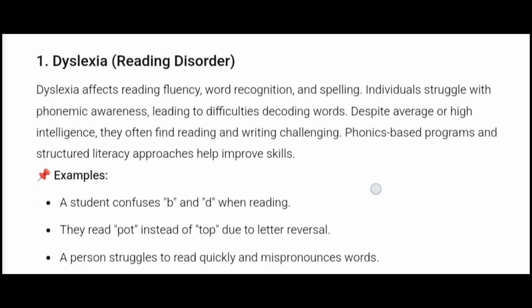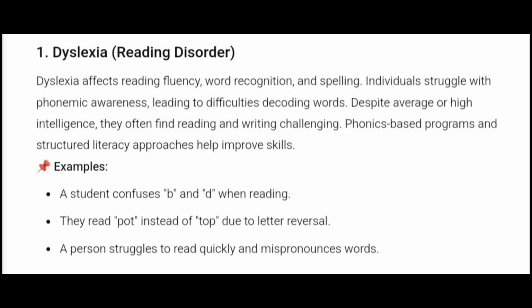Now an example is given here. A student confuses B and D when reading. Children who have dyslexia are not able to recognize which one is D and which one is B. They are not able to read the word. If you ask them to read top, they will read it as pot, bat as tap. They do not understand that it can be reversed. They are not able to understand if you write 1001 and 6006. They don't know. This is the problem they have.